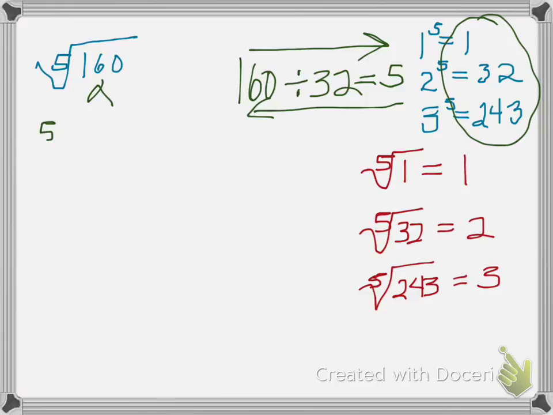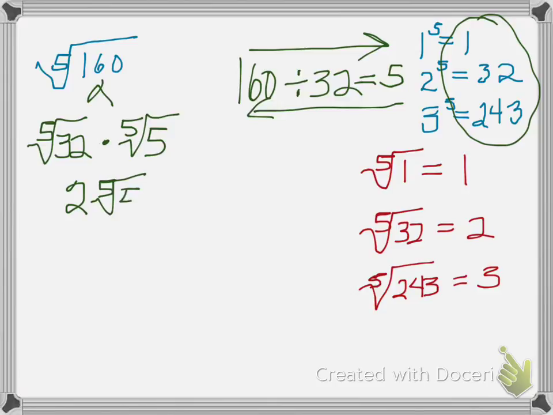So we break it down as the fifth root of 32 times the fifth root of 5, and we can come back over here and look. We know that the fifth root of 32 is 2, so this simplifies as 2, and there's no fifth root of 5. You notice there's no 5 on there on my perfect fifths, right? So the answer would be 2 times the fifth root of 5. So the fifth root of 160 simplifies to 2 times the fifth root of 5. Okay? So y'all be careful with those.